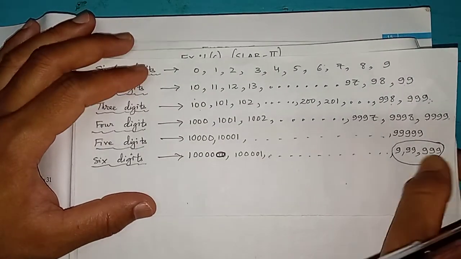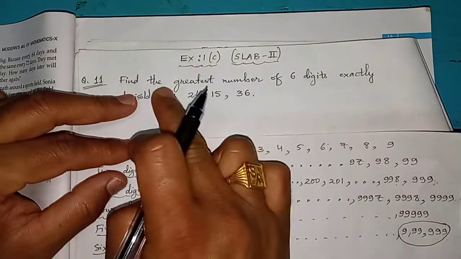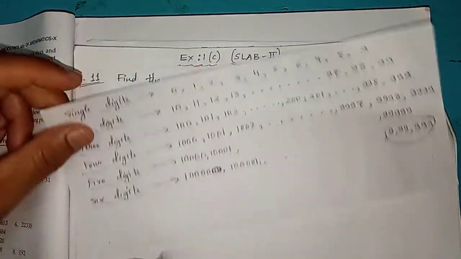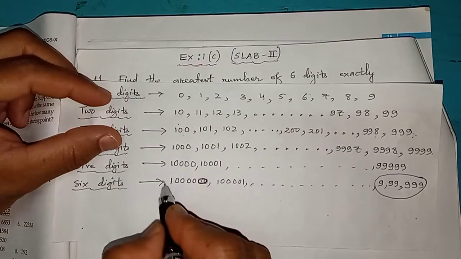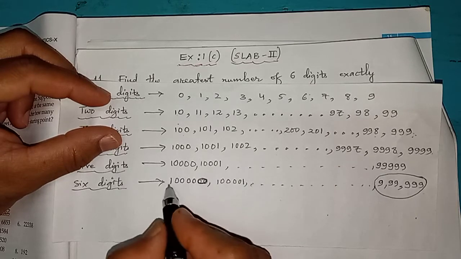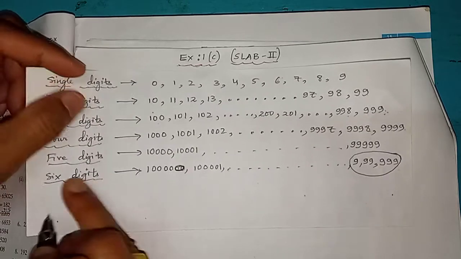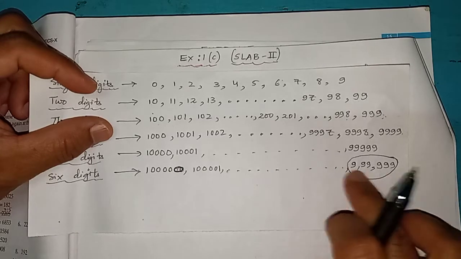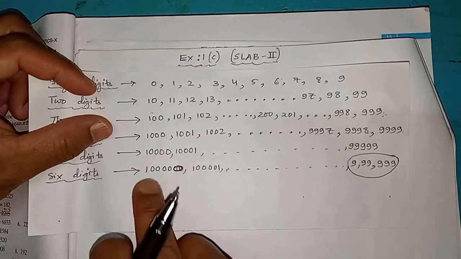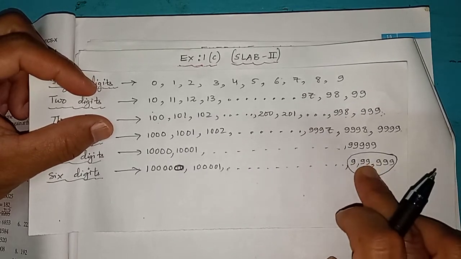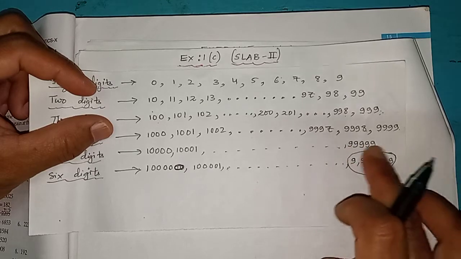Okay, see the question. Find the greatest number of 6 digits. Actually, the smallest 6-digit number is this one, 1 and 5 zeros, 1 lakh, and the largest 6-digit number is what? Just give 6 nines, because after this it will become 10 lakh. So 9 lakh 99,999 is the largest or greatest 6-digit number.